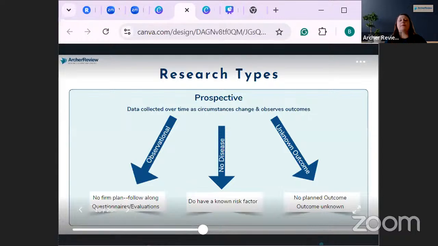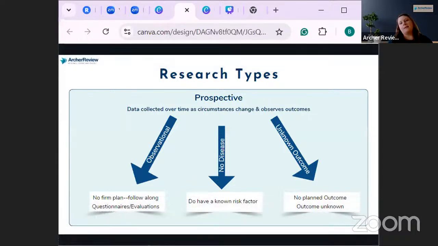All right, let's talk about research types. Let's talk about some lingo that you'll hear. I gave you some terminology at the forefront, but let's talk about some other research types, some study types that you'll hear when you're reading through these articles.